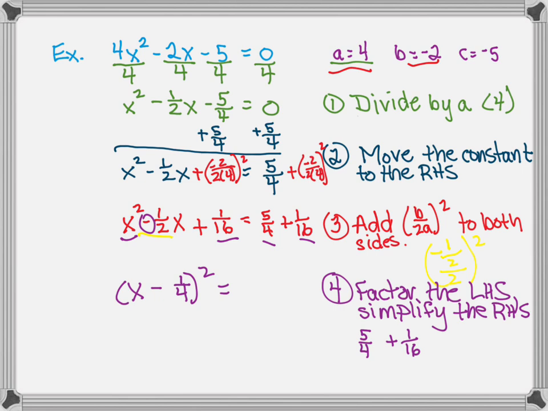So let's do this work over here. We've got 5/4 plus 1 over 16. We need an LCD. That's going to be 16. So 1 over 16 stays the same, but we need to convert 5 over 4 to something over 16. We need to multiply that fraction by 4 over 4. So 4 times 5 gives us 20 over 16. And then 20 over 16 plus 1 over 16 results in 21 over 16. So that's my right-hand side.